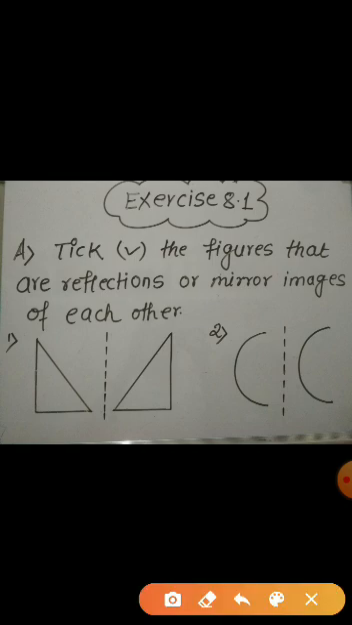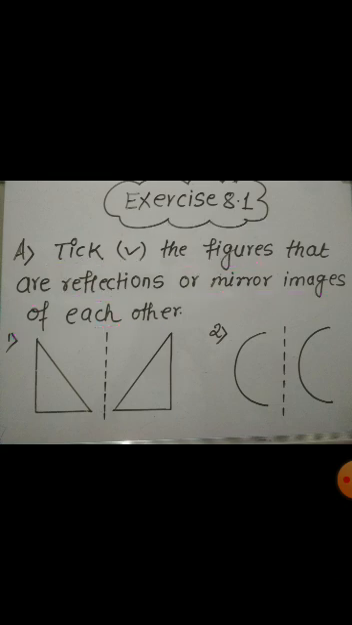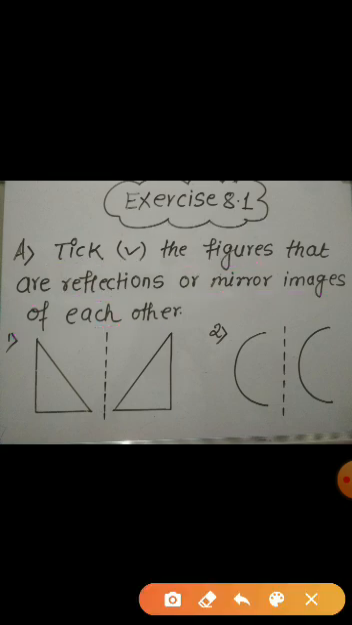So based on reflection, let us discuss exercise 8.1 now. Question number A. Tick the figures that are reflections or mirror images of each other. In this question, some figures are given to you and you have to tick in front of the figures which are reflections or mirror images of each other. You can see in the first figure, both these shapes are almost similar to each other, right? But they are reversed in direction. So we can say that they are mirror images of each other.